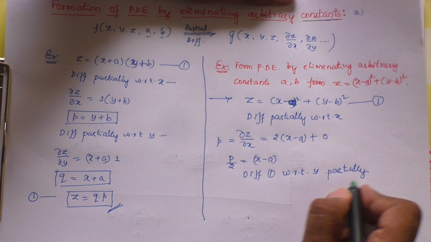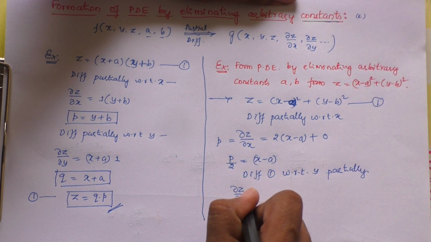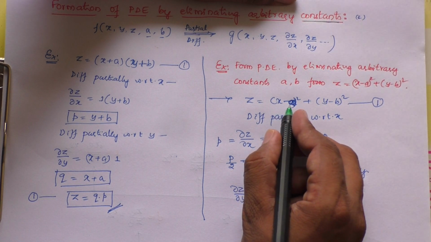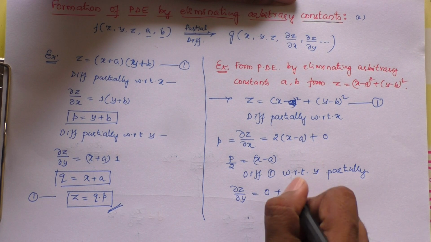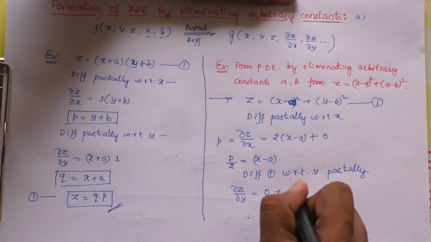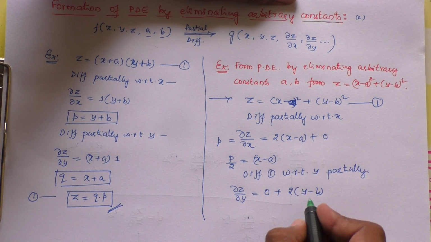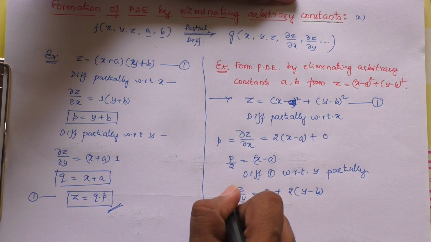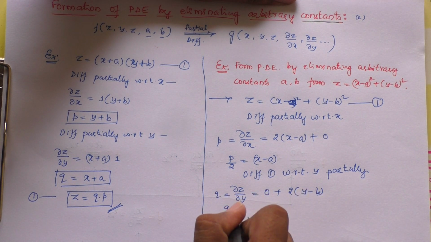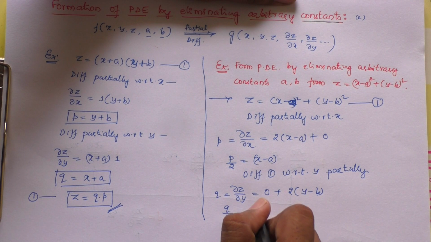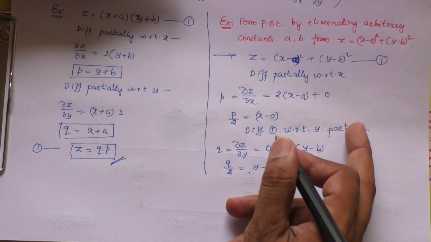So if you differentiate with respect to y, we get ∂z/∂y. ∂z/∂y: x is the other variable term, treat it as constant, its derivative is 0. So 2 times (y minus b), the derivative of (y minus b) whole square is 2 times (y minus b). ∂z/∂y is q. So if you take 2 this side, q by 2 equals y minus b. So now you got x minus a and y minus b.